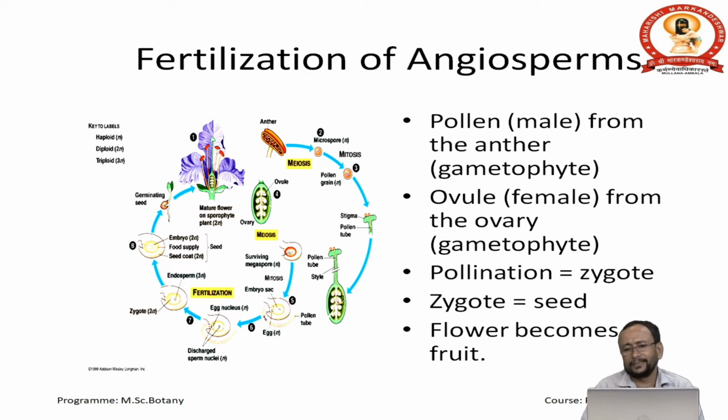Now, the fertilization in angiosperm. Angiosperm is the group of higher plants. Basically, after bryophyte, pteridophyte, and gymnosperm, angiosperm is on the top of all plant groups and represents the advanced group of plants, consisting of dicot and monocot.